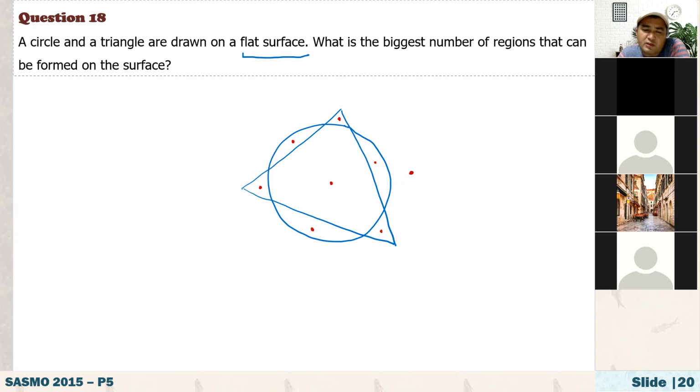Okay, if you can, that's the tricky part actually. Also, because here in the question, if you read this again, you understand much better. A circle and a triangle are drawn on a flat surface. This is our flat surface. What is the biggest number of regions that can be formed on the surface? So that means that actually I can just put 8 different people, Fikriye, one standing here, one standing here, one standing here, and in these regions, as you see here, they are in different regions.